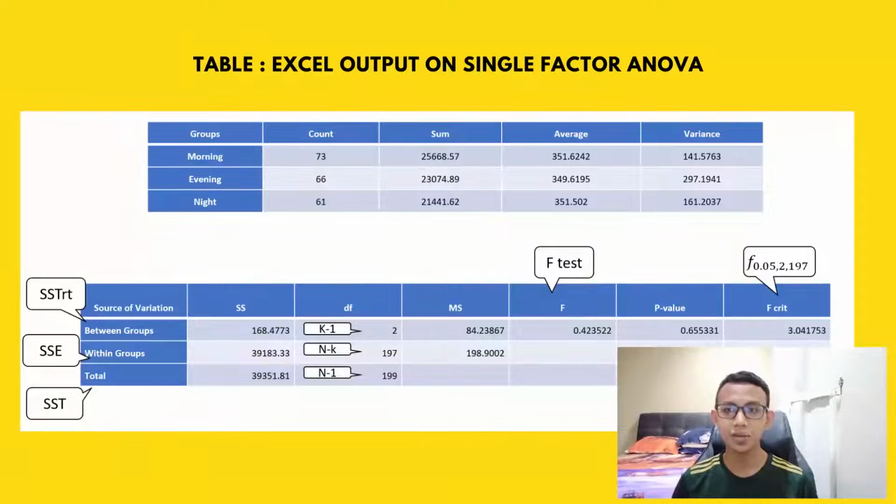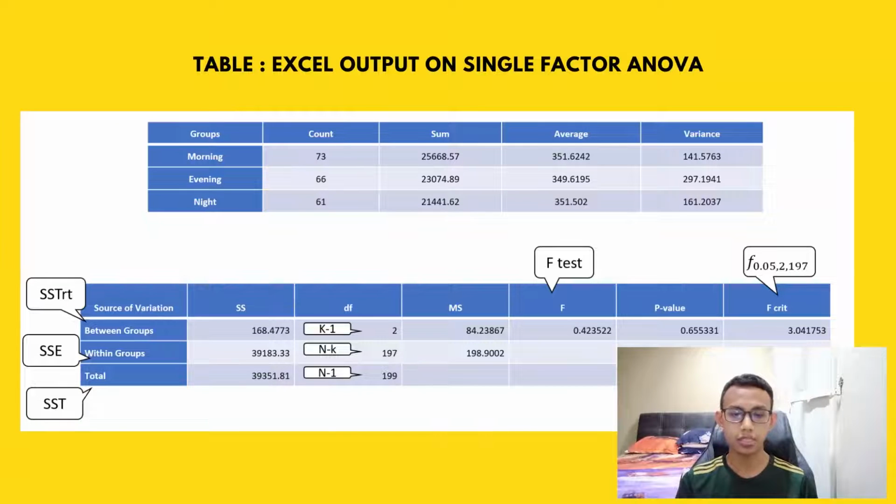By using Excel, we can get the ANOVA table. The first table comprises the groups, total count, total sum, average, and the variance. So we have 3 groups which are morning, evening, and night. From the second table, we have source of variation, sum of squares, degrees of freedom, mean square, F test value, P value, and F critical.